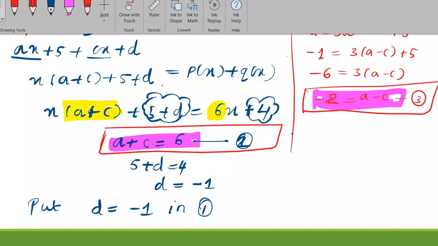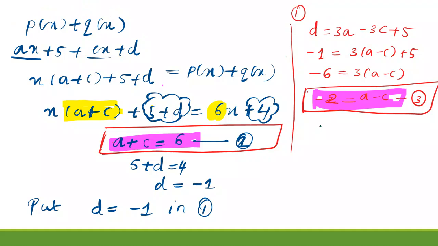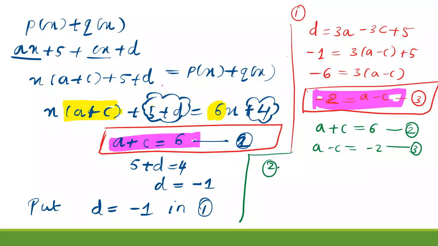Okay, to find a and c, let us rewrite the equations so that it will be easier for you. A plus c is equal to 6, this is equation number 2. A minus c is equal to minus 2, this is equation number 3. So think whether we can add or subtract. If we add, we will get 2a, and c minus c will get cancelled. So we can add, right? Equation 2 plus 3, what will you get? 2a is equal to 6 plus minus 2, which is 4, and c minus c gets cancelled. So you will get a as 2.